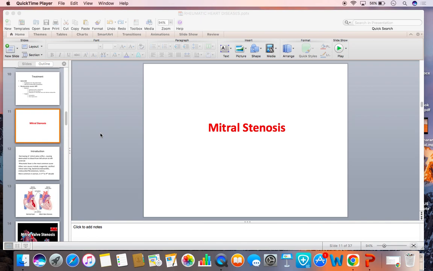Today in my lesson I am going to talk about mitral stenosis. When do you call the mitral valve stenosed? On physiological grounds, when there is a gradient across the valve, it is called stenosis.